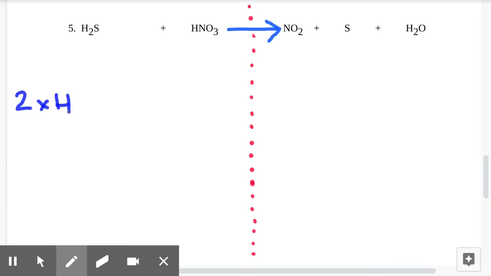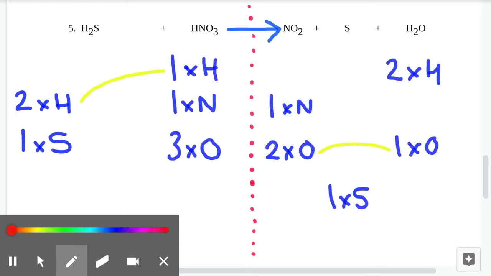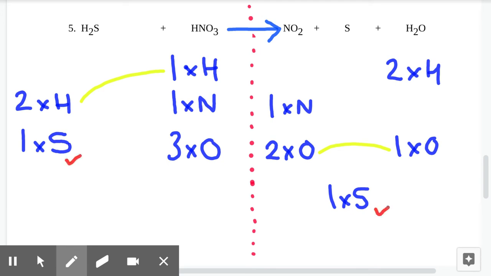So we've got two hydrogens on this side with hydrogen sulfide and one sulfur. And we'll just quickly finish off the rest. And there we go. What we can see very quickly is that we've got one sulfur on both sides, one nitrogen on both sides, and three oxygens on both sides, because remember we've got oxygen in two locations on the right hand side, but added together that gives us three.